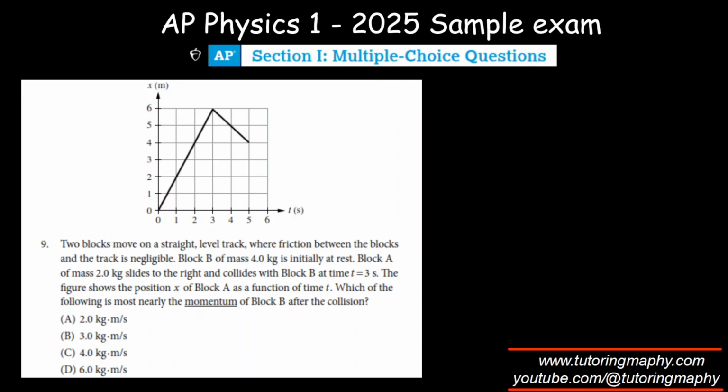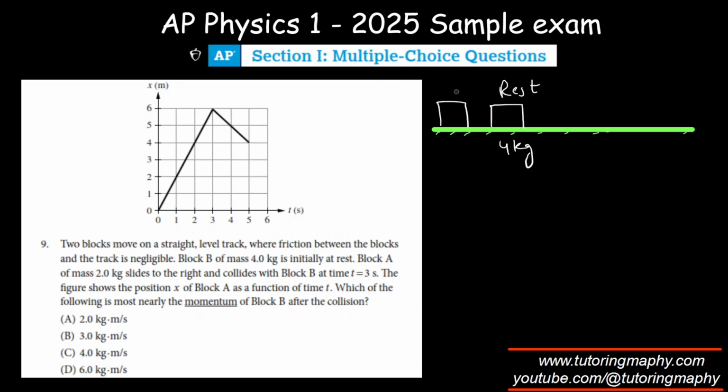All right. So this is a question on collisions, of course, and conservation of momentum. This is our frictionless floor, and two blocks move on a straight level track. Block B is initially at rest. Do we know the mass of block B? Yeah, 4 kg. Block A, 2 kg, slides to the right and collides with block B. We don't know what speed, but it doesn't matter. So this is 2 kg and it collides with block B at 3 seconds.